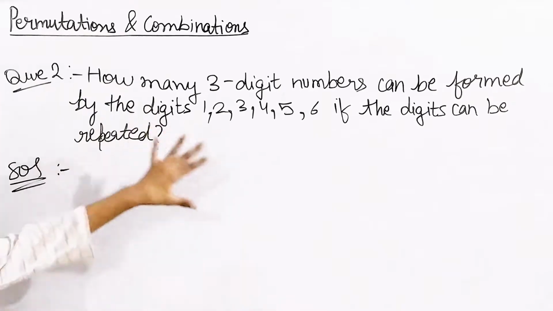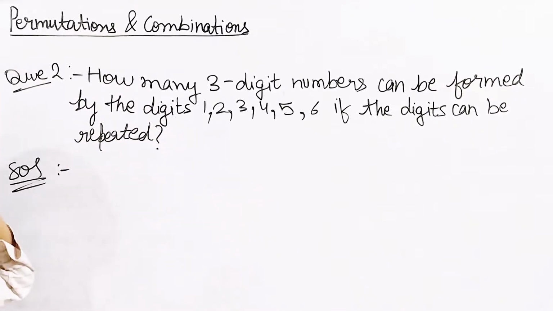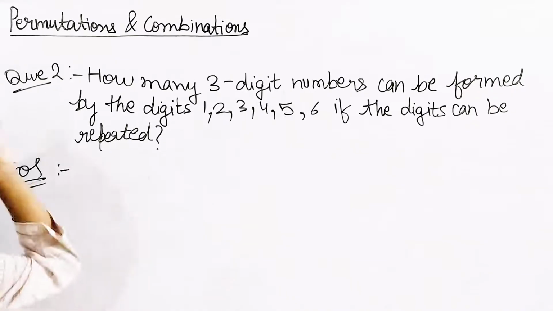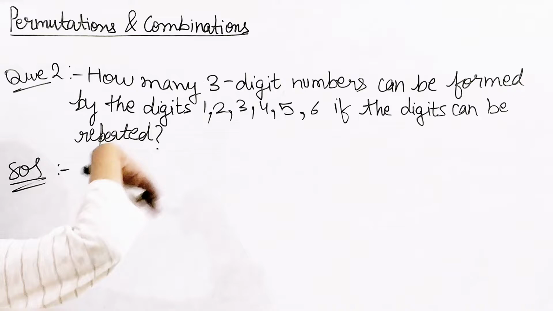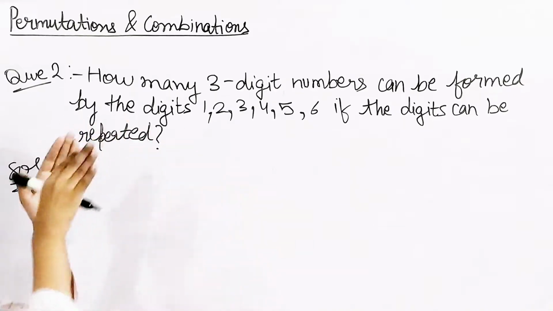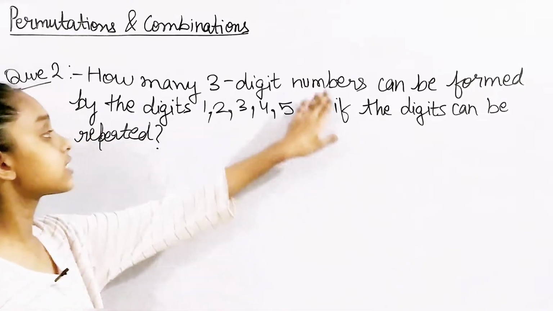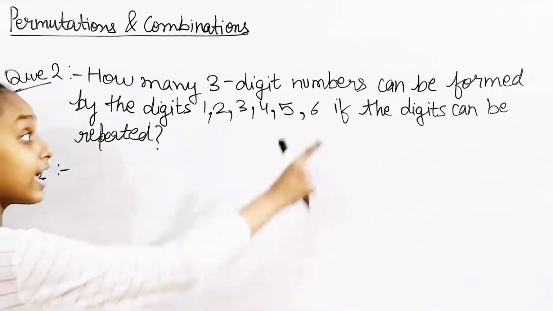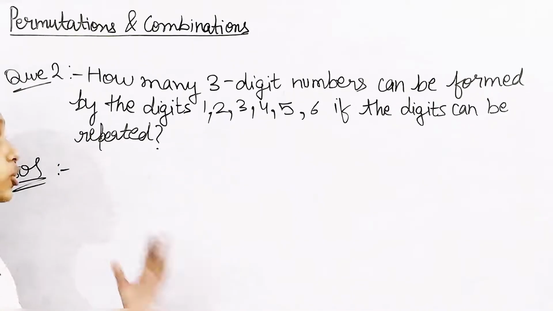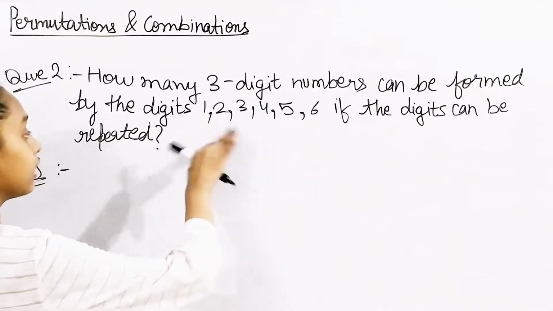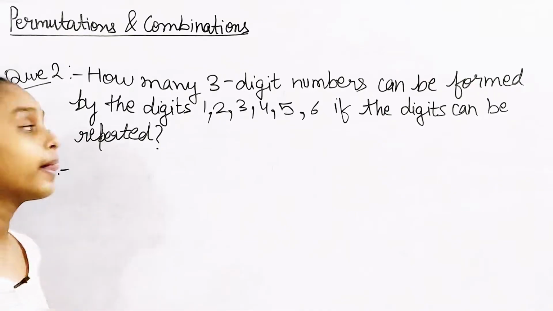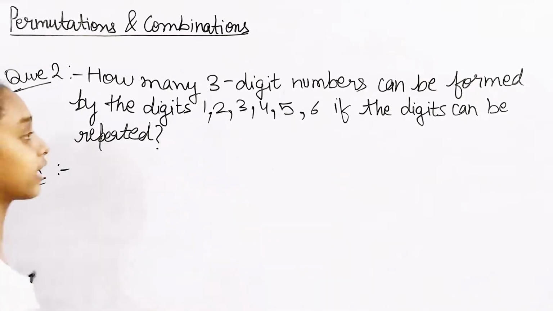So how many 3-digit numbers can be formed by these digits 1, 2, 3, 4, 5, 6? We have to tell how many 3-digit numbers will be formed by only these 6 digits. And there's a condition given to us that the digits can be repeated, okay? They can be repeated.